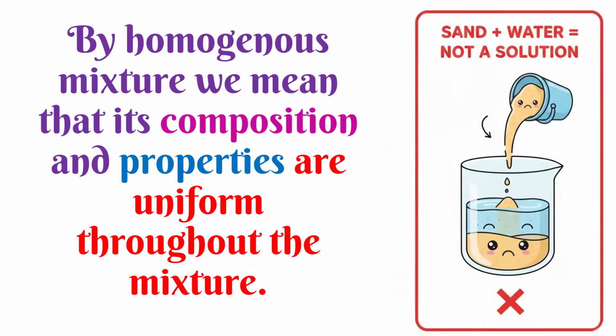By homogeneous mixture, we mean that its composition as well as its properties are uniform throughout the mixture. For example, sand and water. It is not making a solution because why? The sand will not mix with water thoroughly or uniformly, right? So a homogeneous mixture means the composition as well as the property should be uniform throughout the mixture.